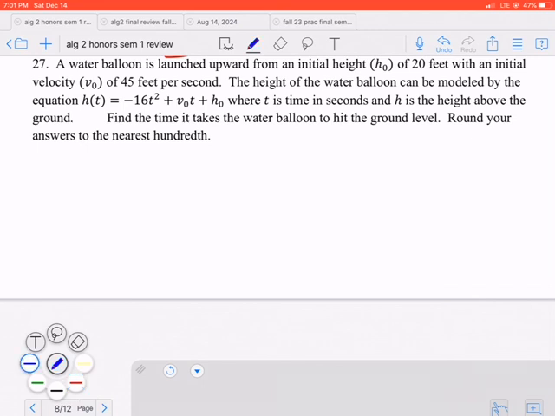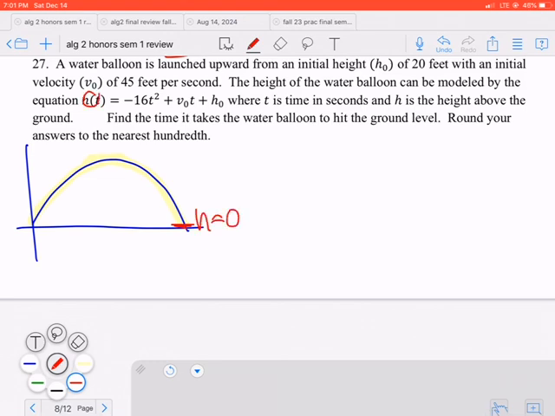So if something is launched into the air, it makes a parabolic shape. If you launch it up, it goes to a maximum point, turns around, and comes back down. When it hits, the height of it is 0. So we're going to be plugging in the height as a 0. Now we just have to write out its equation by plugging in both of those values, which they gave us in the problem.